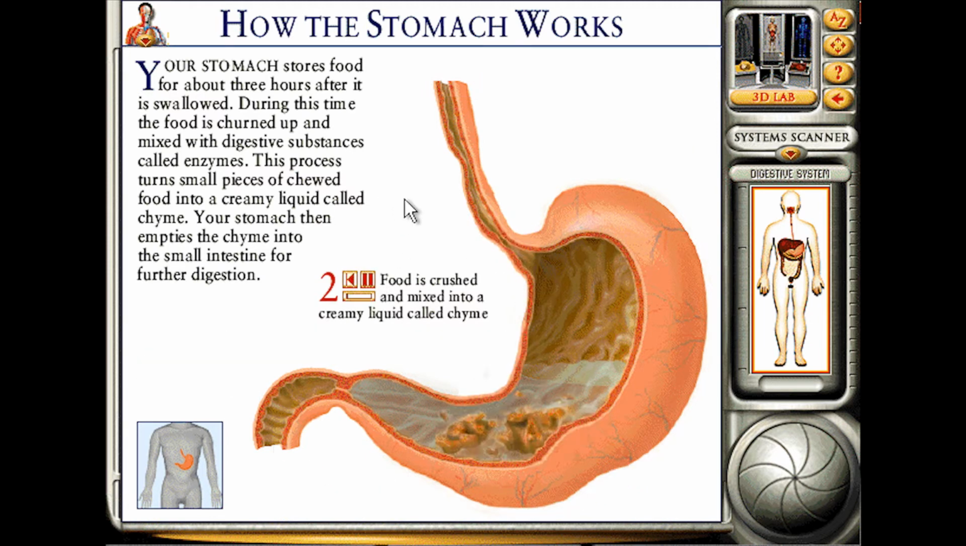Muscles in the stomach wall crush the food into tiny pieces and mix it with stomach juices. These juices contain enzymes, substances that digest some of the food, and hydrochloric acid, which helps the enzymes work. The result of all this activity is a creamy liquid called chyme.